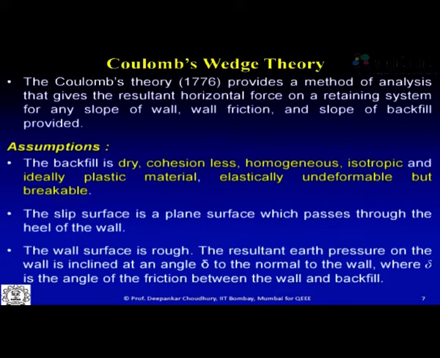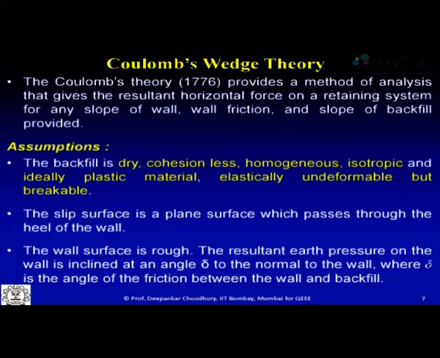But the first derivation was for cohesionless soil. Soil was considered as homogeneous, isotropic, ideally plastic material, and elastically undeformable but breakable. The slip surface is a plane surface which passes through the heel of the wall. This is an important assumption involved in Coulomb's wedge theory, because in Rankine theory we have seen that the slip plane or failure surface we got directly from the Mohr circle, and which are inclined at 45 plus phi/2 or 45 minus phi/2 depending on active or passive case.